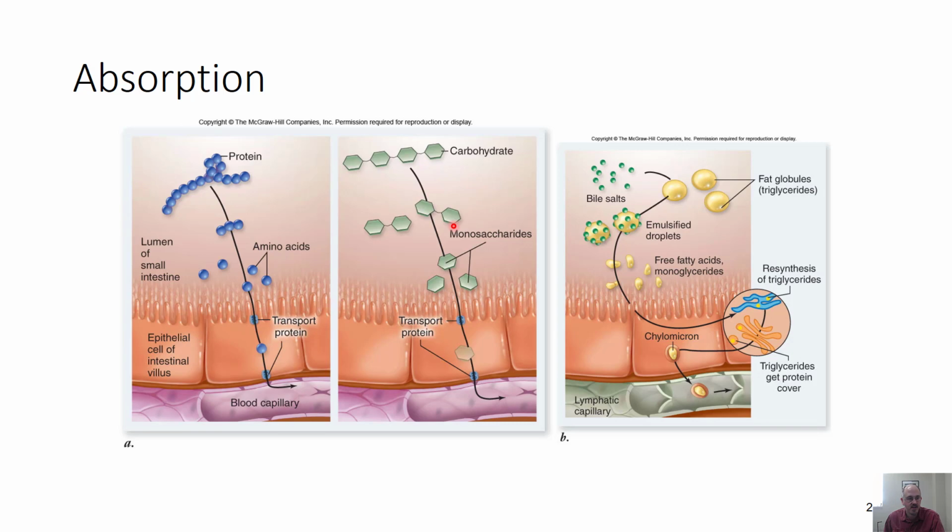Carbohydrates are broken down by various enzymes into individual monosaccharides. Monosaccharides are brought in via, once again, transport proteins, as you can see here, into the cells of the villi and then sent into the blood.